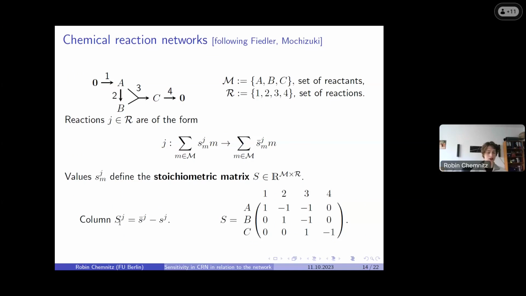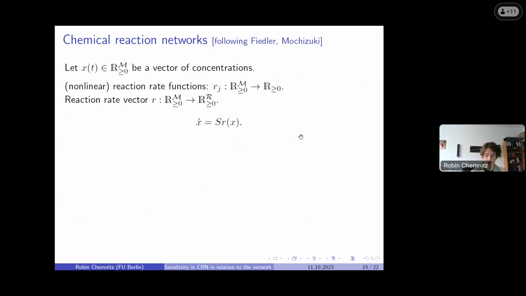So the columns correspond to the individual reactions. So for example, reaction 2. Reaction 2 is A reacts to B. So we have a minus 1 A plus 1 B. Reaction 3 takes an A and a B and results in a C. So we have minus an A and B and plus 1 in the C. So this stoichiometric matrix just captures the nature of all these reactions.